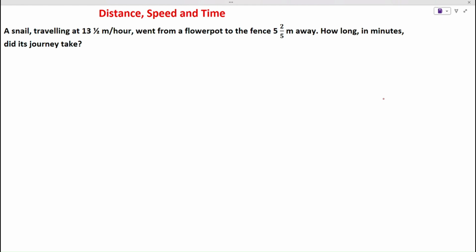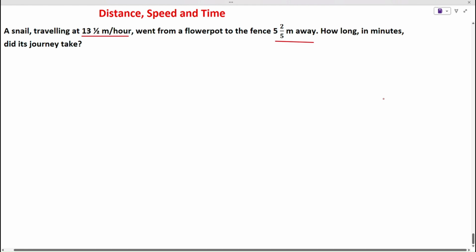So always make sure you read questions like this carefully and take your time when answering them. A snail traveling at 13 1/2 meters per hour went from a flower pot to the fence 5 2/5 meters away. How long in minutes did its journey take?